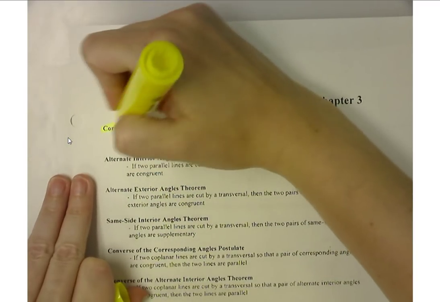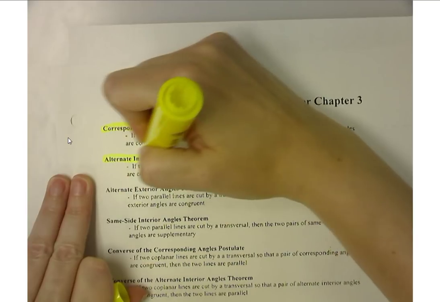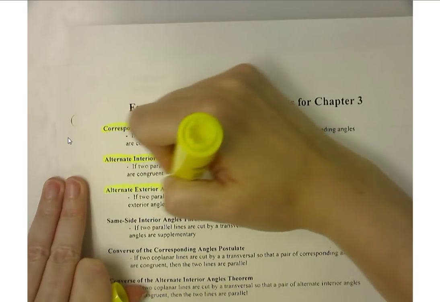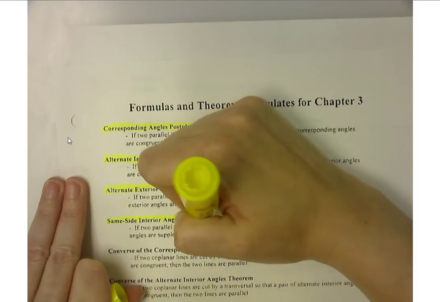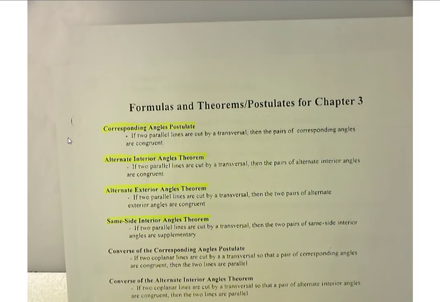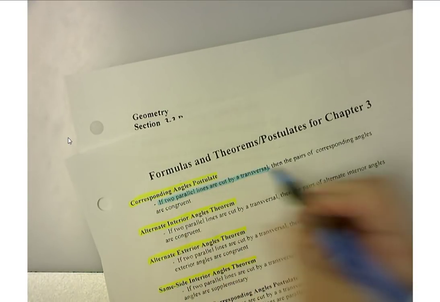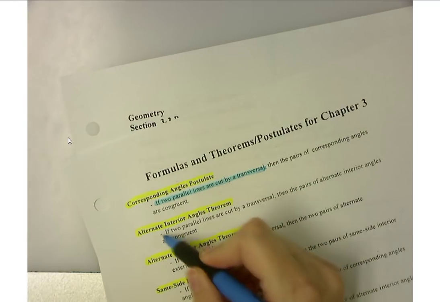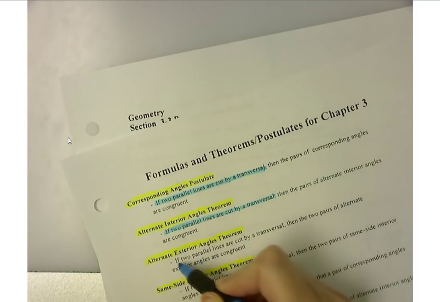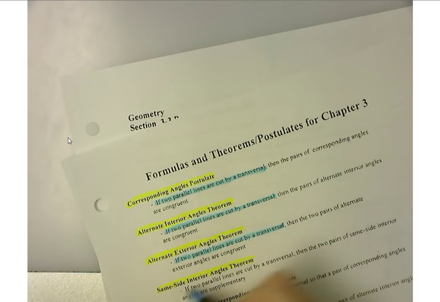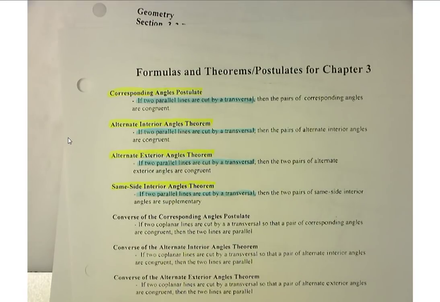So the corresponding angles postulate, the one for alternate interior angles and exterior angles, and same side interior angles, all start with the same words. Every single one says, if two parallel lines are cut by a transversal, then something happens. So you have the same hypothesis for each of those.